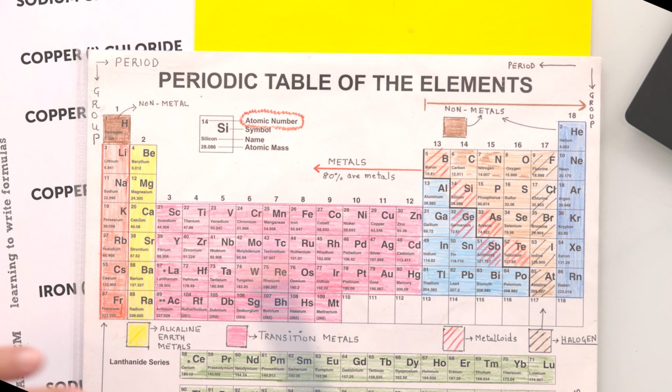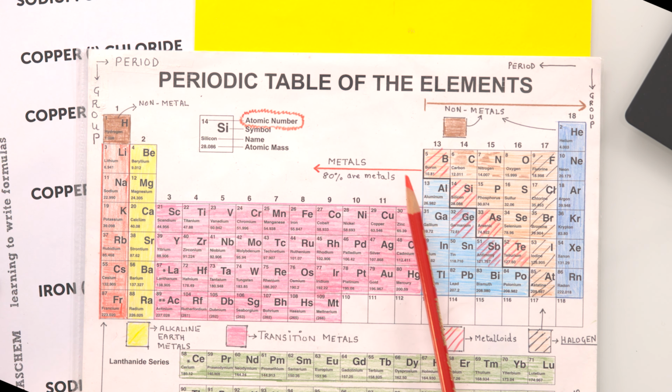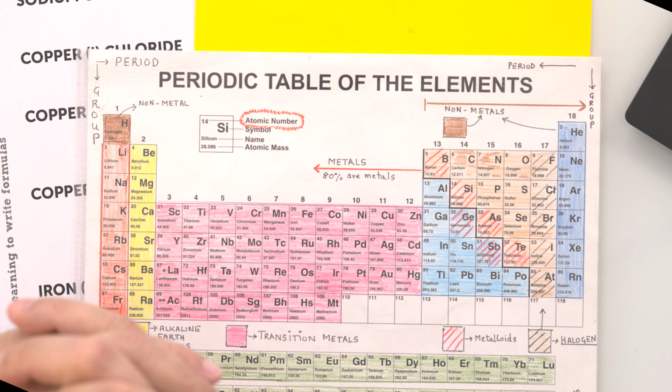So let me just repeat. The blues are the non-metals. The reds are everything to the left of this. And those are the metals. The exception, of course, is hydrogen. Hydrogen is placed in the group 1, and so that is a non-metal.